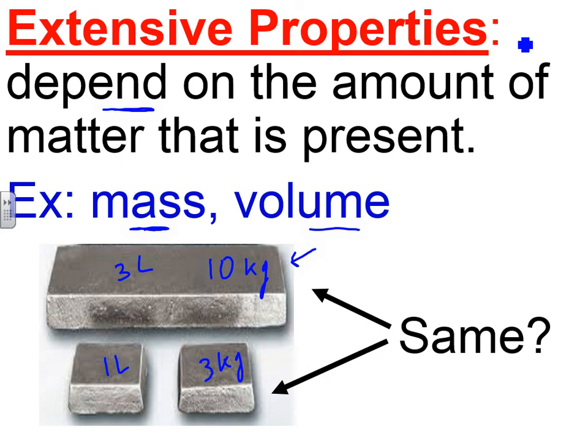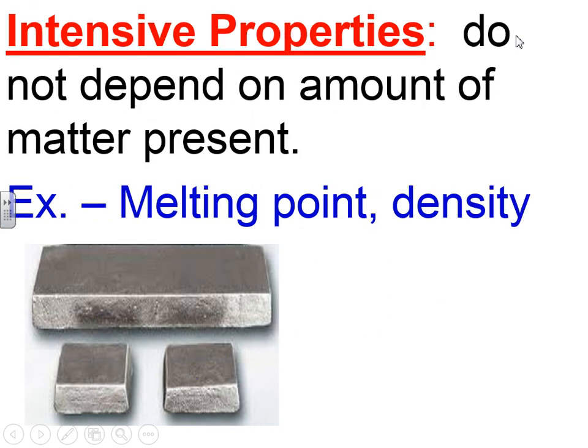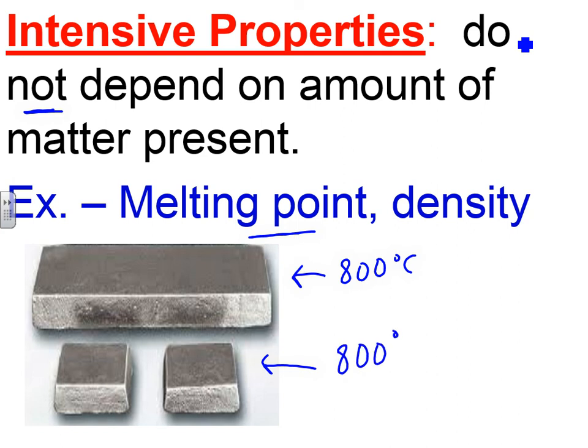So matter or mass and volume are extensive properties, whereas an intensive property does not depend on the amount of matter present. An example is melting point. So pretend we're going to take this and heat it up until it melts. And we're going to apply a Bunsen burner to it and say it melts at 800 degrees Celsius. Now the question is this: if I take a smaller piece and also heat it up until it melts, at what temperature will it melt? Well, it's also going to melt at 800 degrees Celsius, because it doesn't matter how big the chunk is, it still melts at the same temperature.